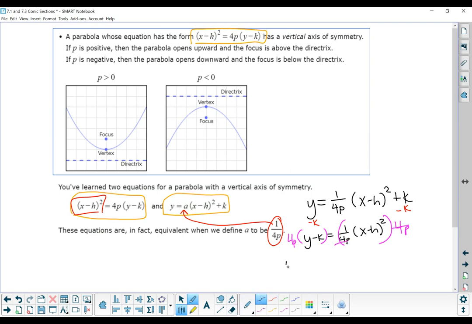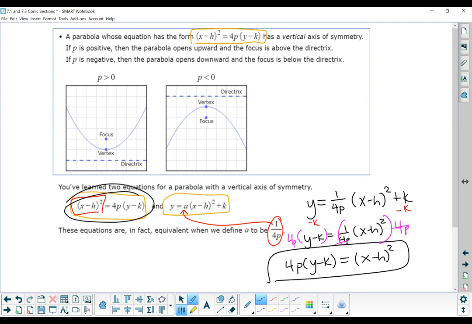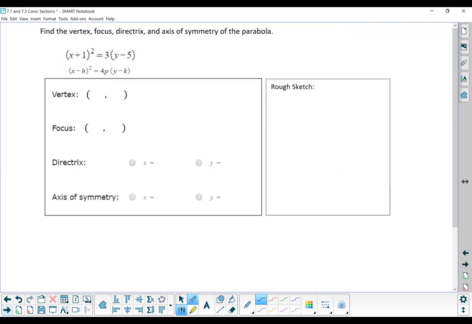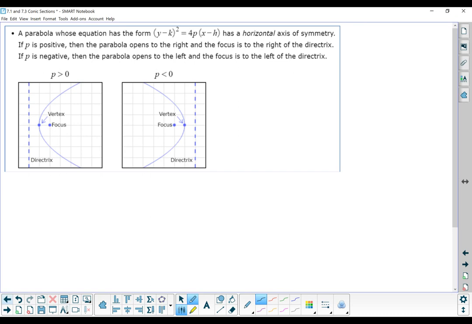And so that is the equation that we'll be working with the most, is this one. It's different sides than this, but it's the same. 4p times (y minus k) equals (x minus h) squared. So just a new form of a parabola equation. And that works if it's opening horizontally as well. This equation is also on your formula sheet with the horizontal axis of symmetry.